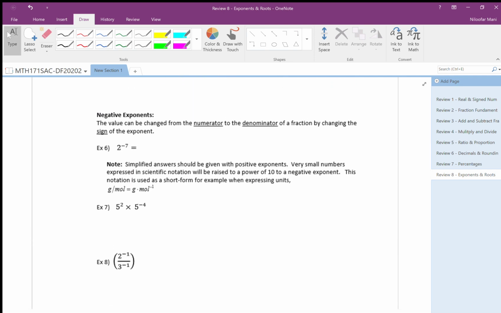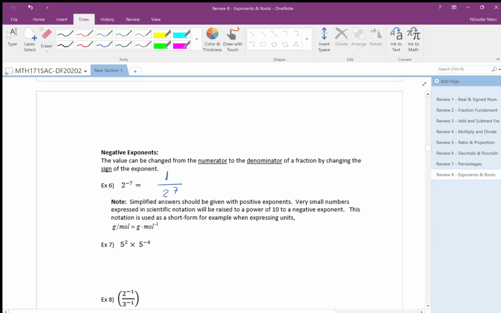Negative exponent, which I was already showing you because I talked about it in lesson 1. So what does that mean? When you have a negative exponent, you can move it from top to bottom, bottom to top, and change the sign of the exponent. So it's 1 over 2 power 7. But you don't change any other sign. If you have a negative number, for example, you don't move that.